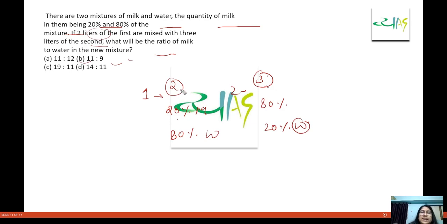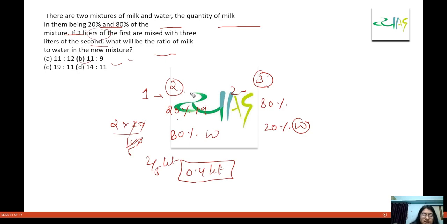So what is 20% of 2 liters? 20% of 2 liters is equal to how much? 2 by 5 liters, that is 0.4 liter. Okay, 0.4 liter. And what is 80% of 3 liters?